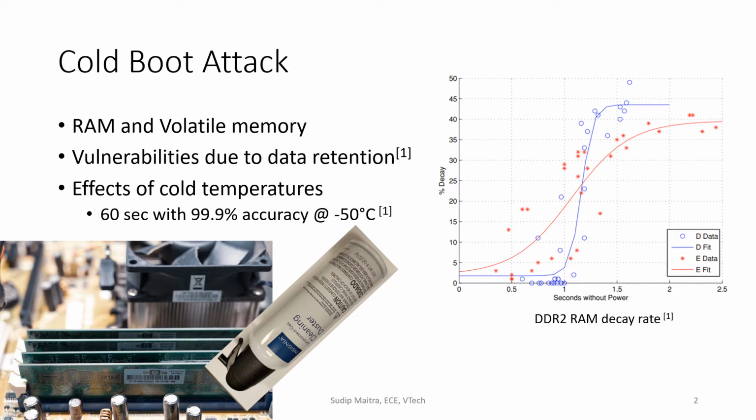as seen in the figure on the right, which depicts the decay rate of data in two DDR2 memory modules. The decay is gradual, not instant, which of course is a security risk demonstrated by researchers. Additionally, researchers have shown that RAM can retain data far longer in very cold temperatures.